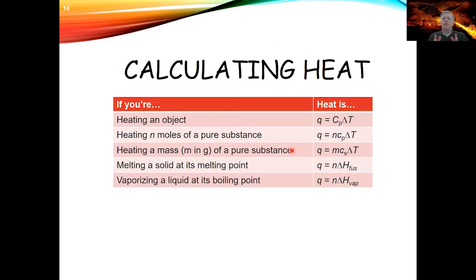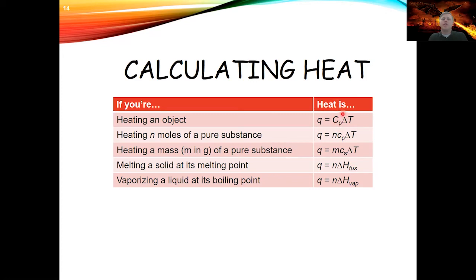So we're going to be calculating heat in a lot of different contexts, right? Heating an object would just be Q equals C delta T, where you have the heat capacity of a specific object. You can also be heating a certain number of moles of some pure substance, and then your equation is Q equals nC delta T. You could be heating the mass of something, then it would be Q equals mC delta T, right? Notice that these heat capacities all look different.